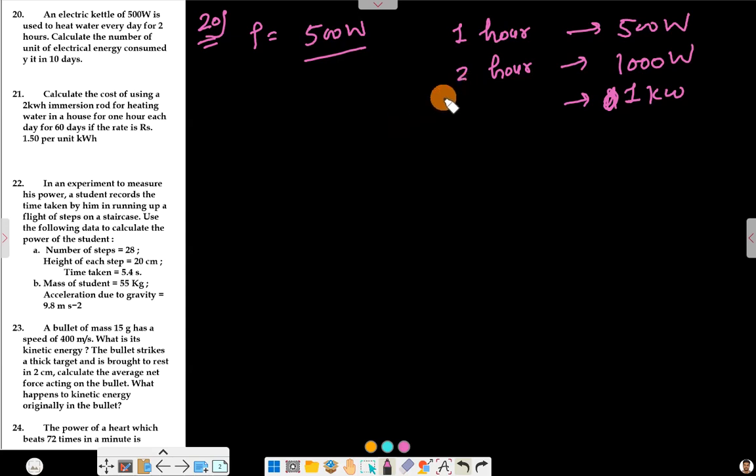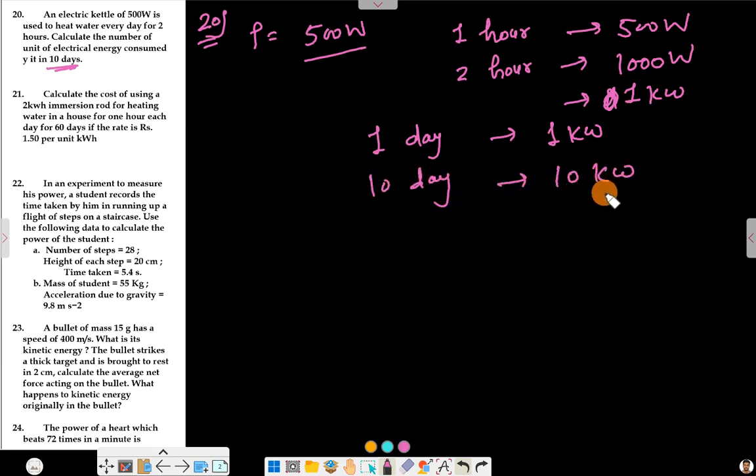So in one day it uses 1 kilowatt. Now it is asked for 10 days. So in 10 days it will use 10 kilowatt, and 1 kilowatt is equal to 1 unit. So in 10 days it will consume 10 units of electricity. Okay. Going to question number 21.